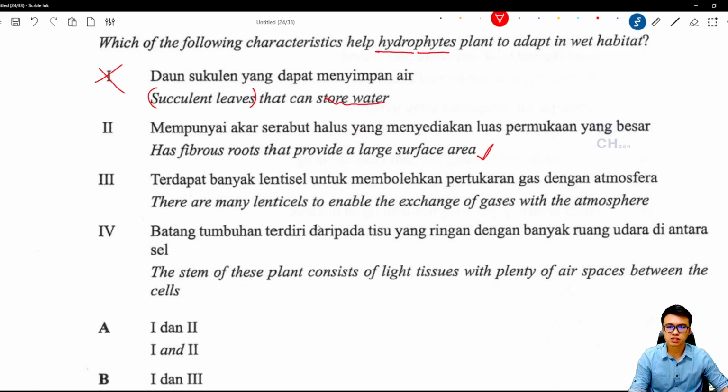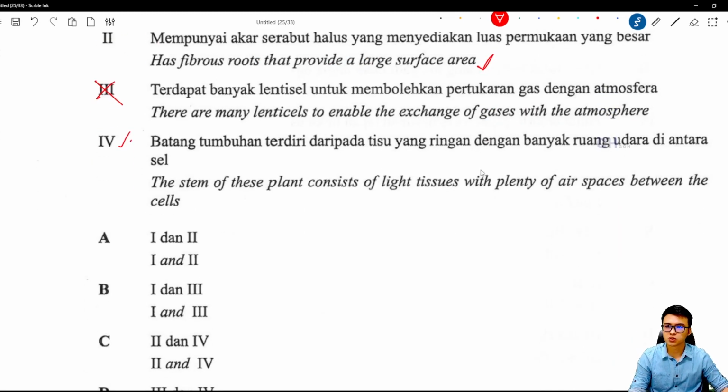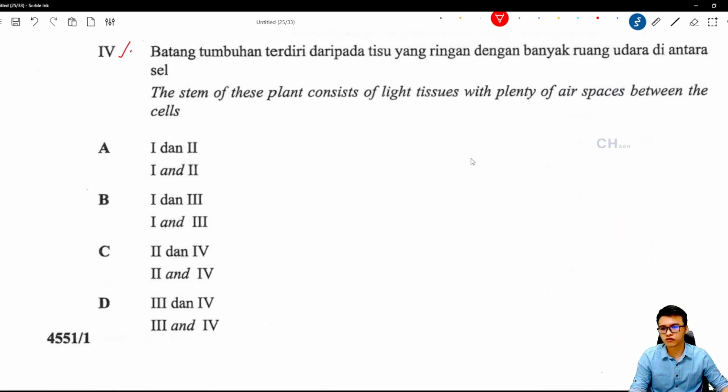There are many lenticels to enable exchange of gases with the atmosphere. No. Okay, this one also no. So the stem of these plants consists of light tissue and plenty of air spaces between the cells. Yes, they want to float. They are going to have a lot of air in the plants. So the answer here is 2 and 4.